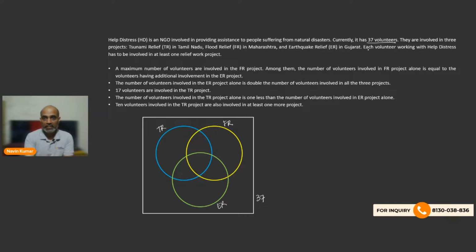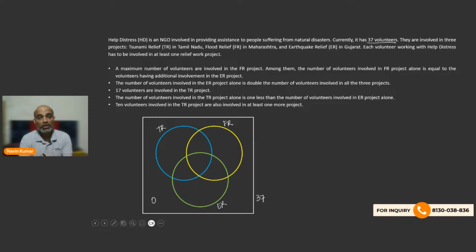We are also told that each volunteer working with the different projects has to be involved in at least one relief work project. That tells us that the outside value is 0. Each of the volunteers will lie inside at least one of the circles or sets, right? Now, there are 5 bullet points. The first one says the maximum number of volunteers are involved in the FR project. If I write something over there, it will not help me determine anything.